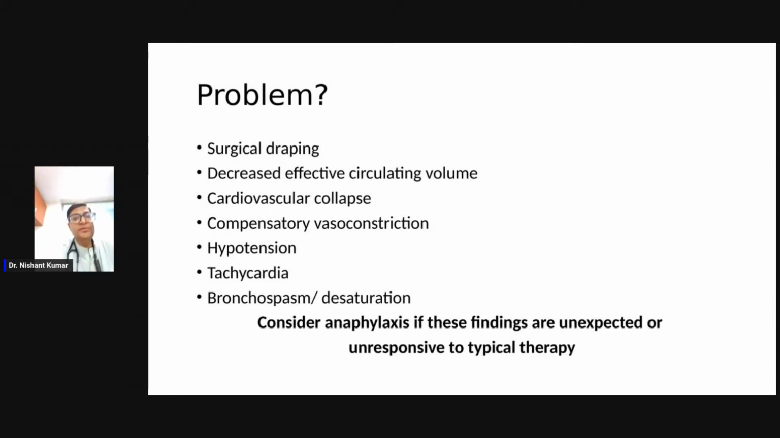So, what are the problems that lead us unawares during anesthesia? Surgical draping, as I said, the cutaneous manifestations won't be visible. There's decreased effective circulating volume masquerading as hypotension and tachycardia. Cardiovascular collapse, again, we think is because of the anesthetic agents. There's compensatory vasoconstriction, hypertension, tachycardia, bronchospasm, and desaturation. Again, this may be present during induction or airway obstruction, circuit malfunction, and there are many other causes. But we have to consider anaphylaxis if these findings are unexpected or unresponsive to the typical maneuvers or typical therapy that we usually institute at this particular time. Next, please.